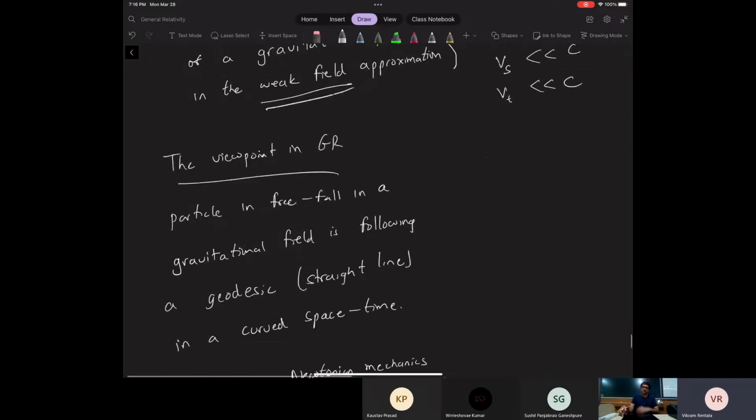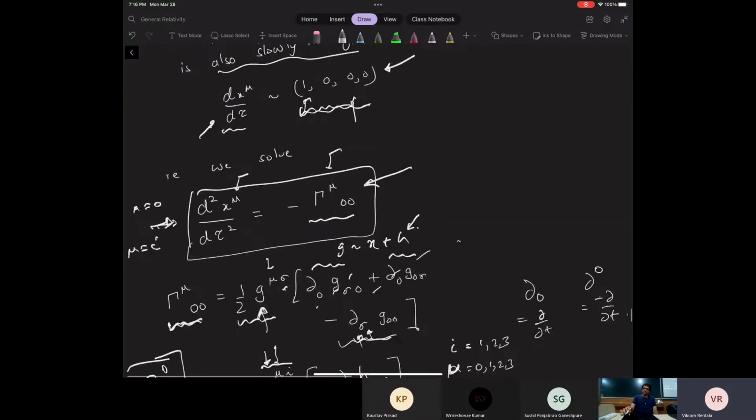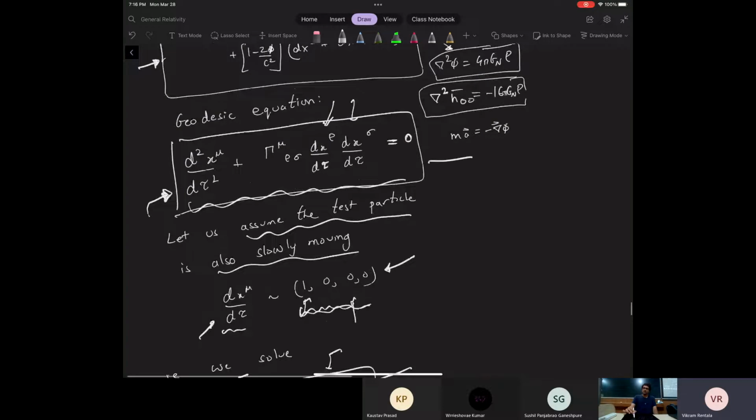But here's an interesting point, the viewpoint in GR. The viewpoint in GR is that a particle in free fall in a gravitational field is following a geodesic. Which means that this test particle that we wrote down, in general relativity, is not experiencing any forces. It's an inertial object. Free fall in a gravitational field is really just inertial motion. This is not the point of view that we had taken in Newtonian mechanics.